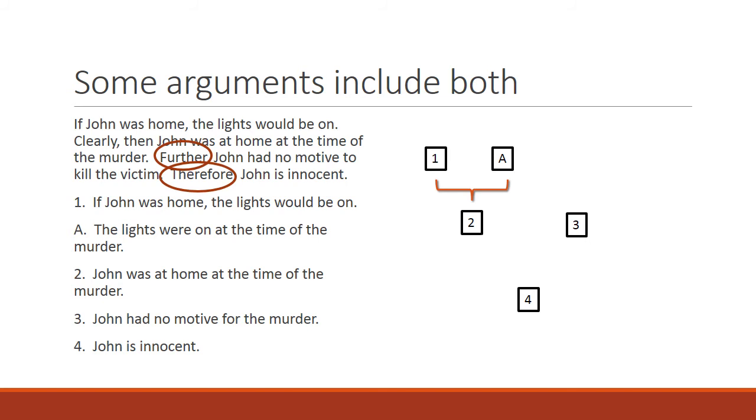But these two are independent reasons. He has an alibi and he has no motive. Either one of those could be true or false without affecting the truth or falsity of the other. So again, we're going to draw separate lines and show that as an inductive argument. Many of your argument passages will be like this one, with some brackets and some inductive drawings.